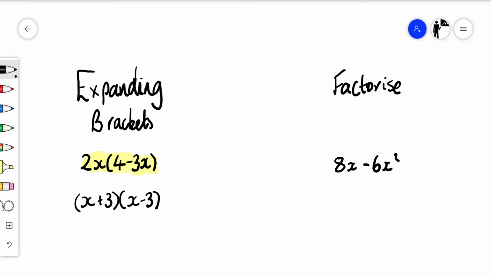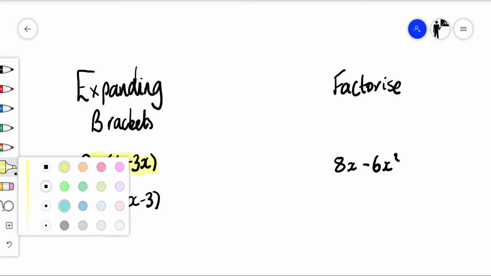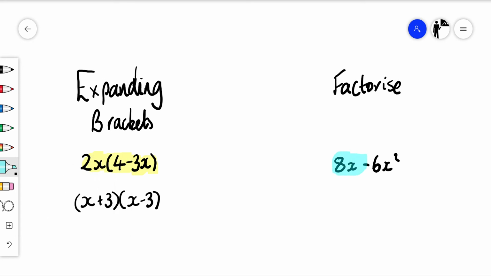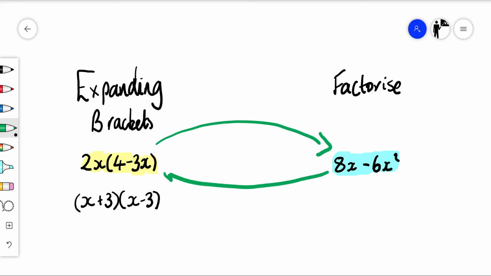But let's imagine now that we're looking at this term here, and we were asked to factorise this. Well, we would take the highest common factor of 2x, and then we would put inside the bracket 4 minus 3x. So do you notice how we can go from here to here, and here to here? We can go both forwards and backwards.